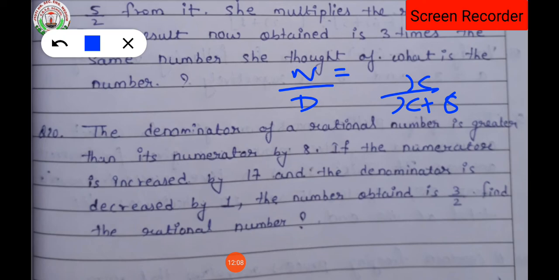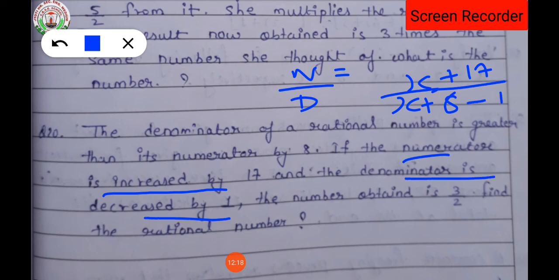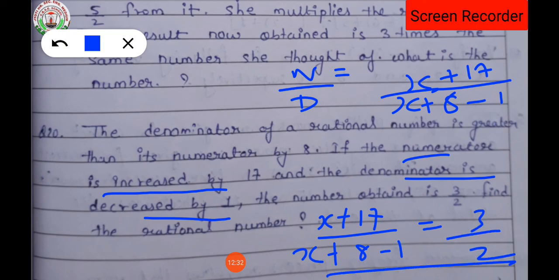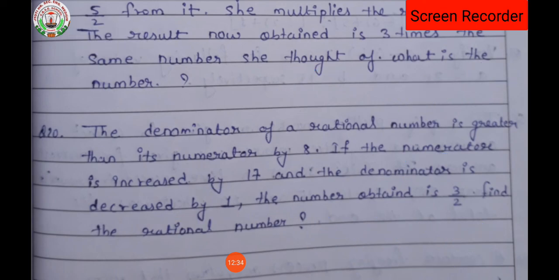Then it is said here that if the numerator is increased by 17, so 17 will be added to the numerator, and the denominator is decreased by 1, so minus 1 will come, then the number obtained is 3 upon 2. So x plus 17 upon x plus 8 minus 1 is equal to 3 by 2. This equation we have to solve, then we will get the required answer.